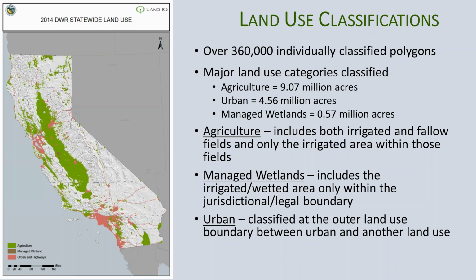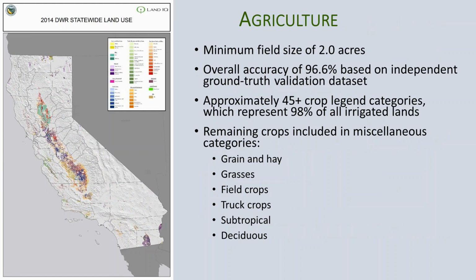And then from an urban perspective, we classified only at the outer land use edge. So where urban ended, the backyard of a development ended, and some other land use began. Could be native, could be ag, could be a managed wetland or something else. So from agriculture again, our minimum field size was 2 acres. We have an overall accuracy of about 96.6% based on that independent ground truth validation data set that I described earlier.